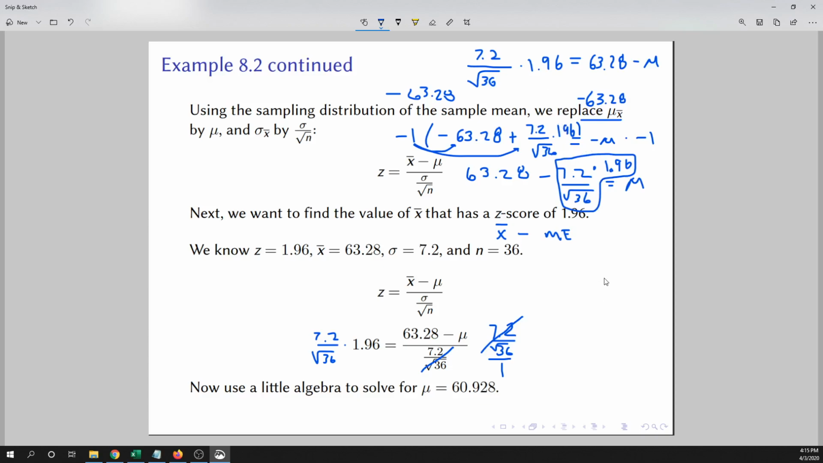Again, this is the first time that we're going through this. After I get done with this example, I'm going to show you the formula. And if you use the formula, then you don't have to go through this algebra every single time, okay? All right, so that is going to be our lower limit for the confidence interval.